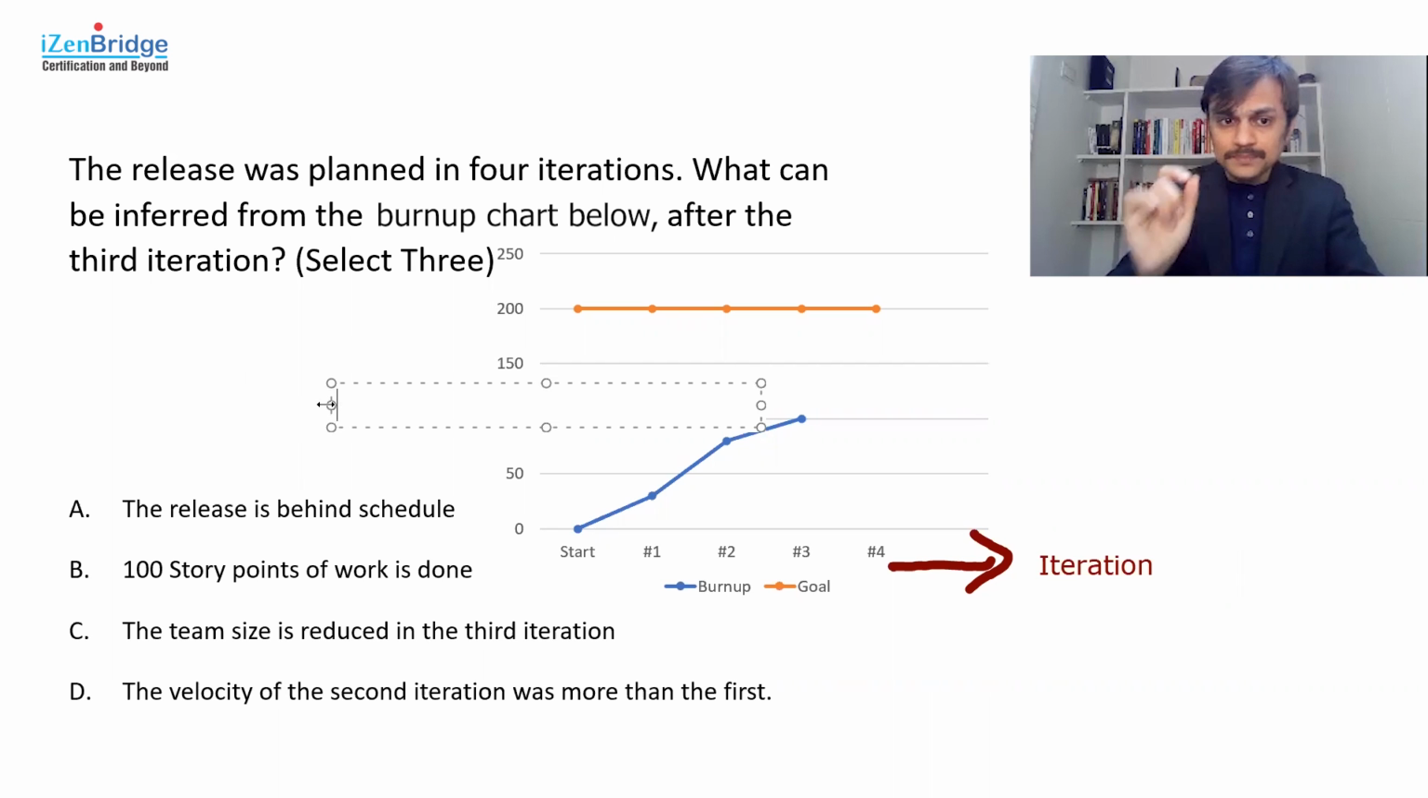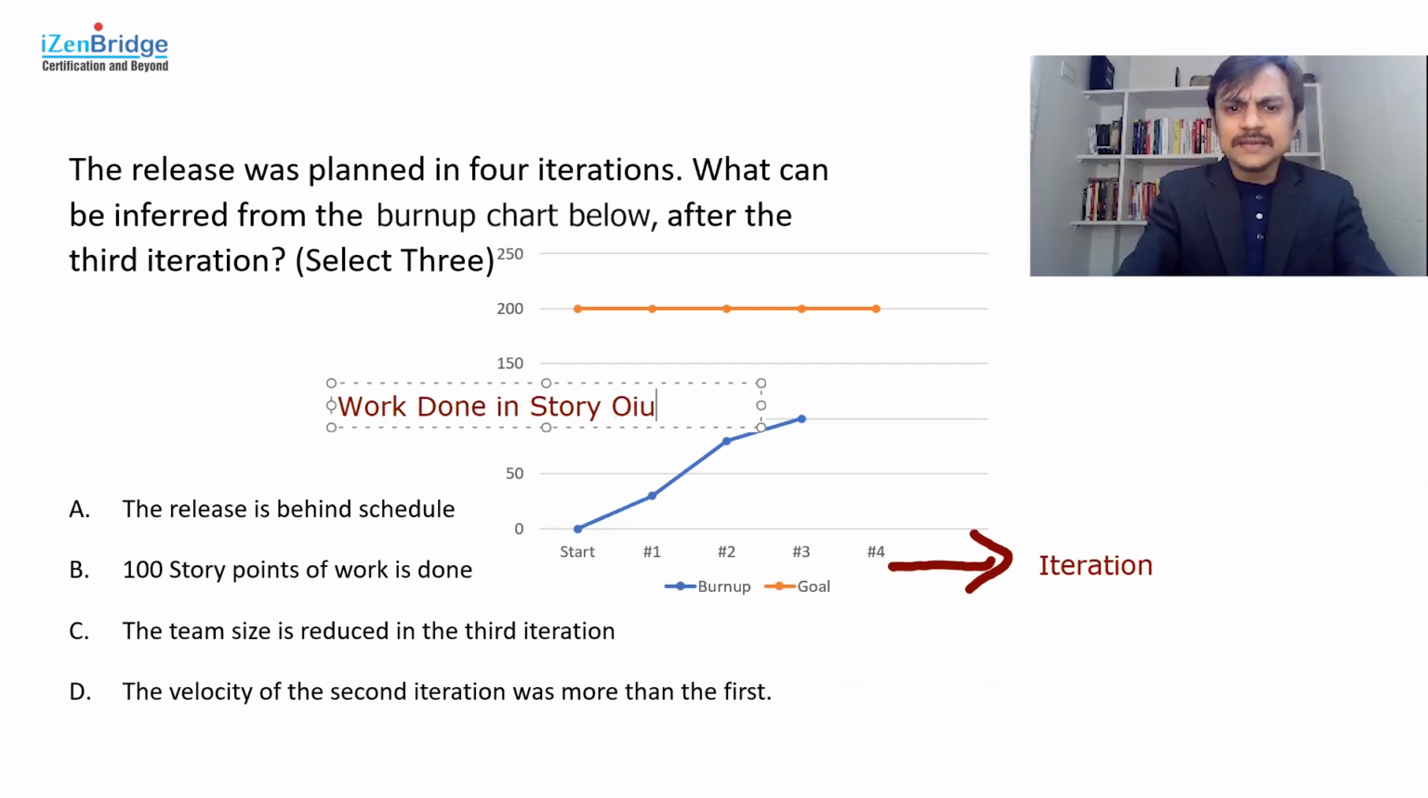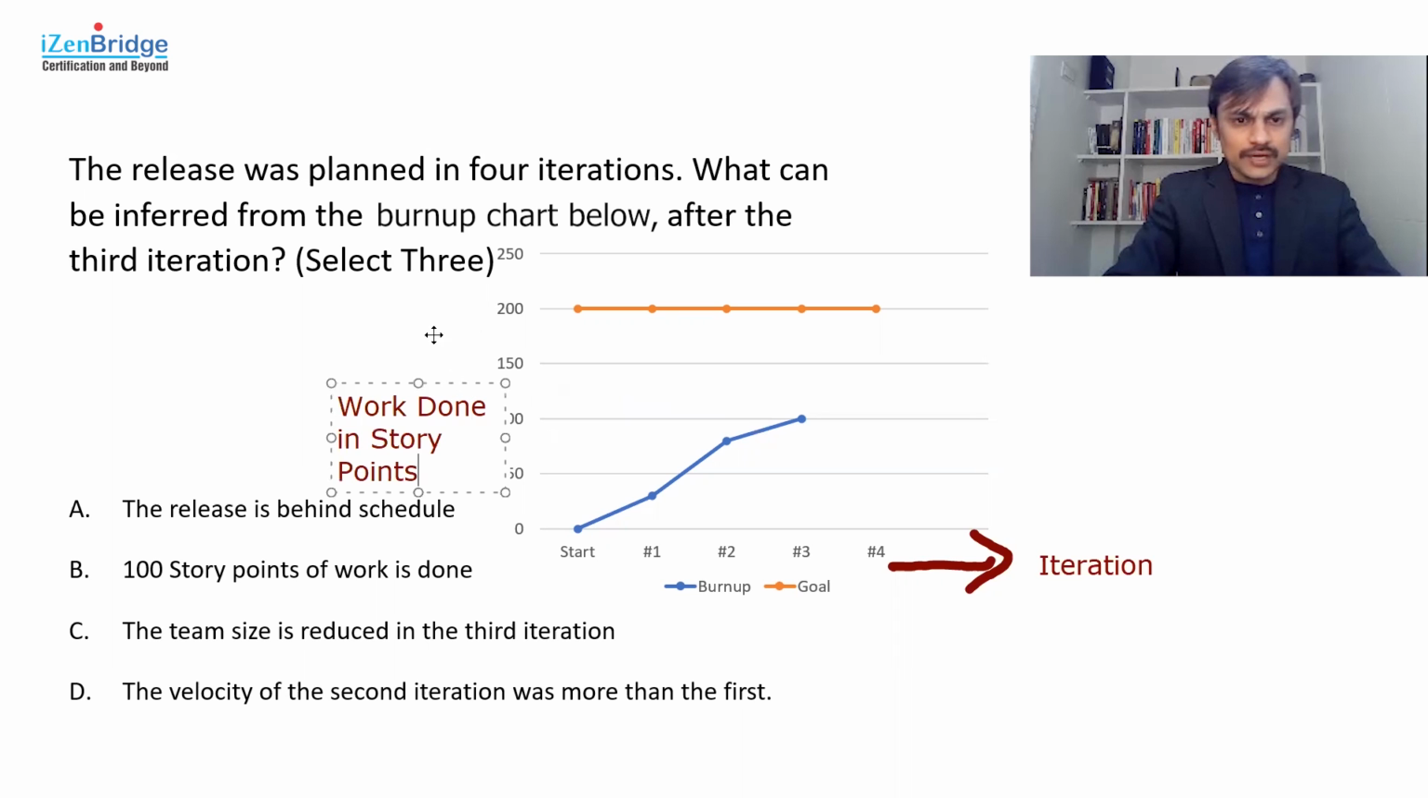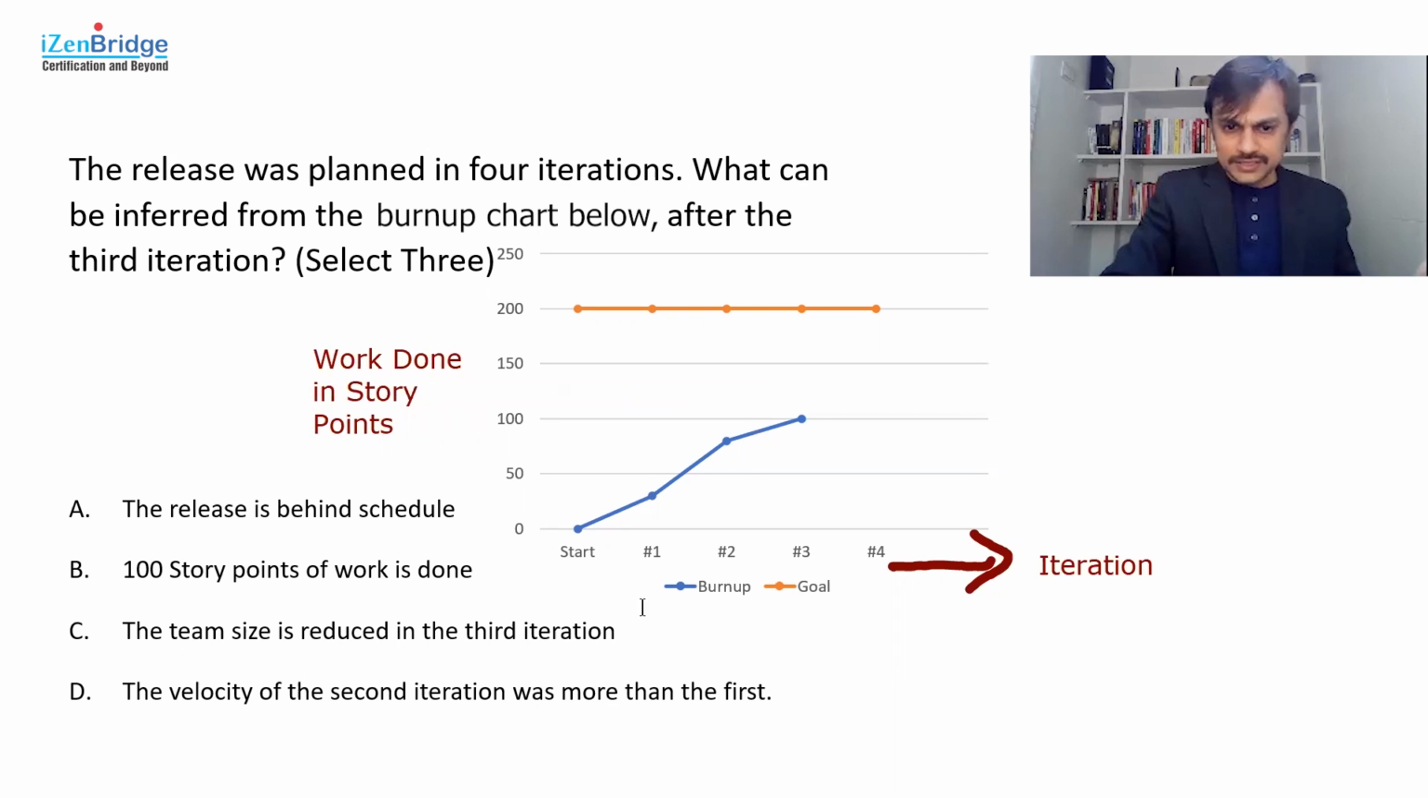So in a burn up chart, it's work done. Work done in story points, that's something I can assume here because in some size. So this is my work done, this is my y-axis. After understanding the x-axis and y-axis, I need to understand what these lines are.